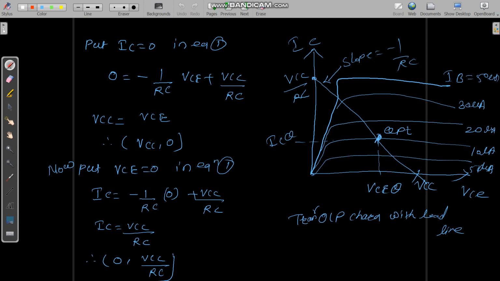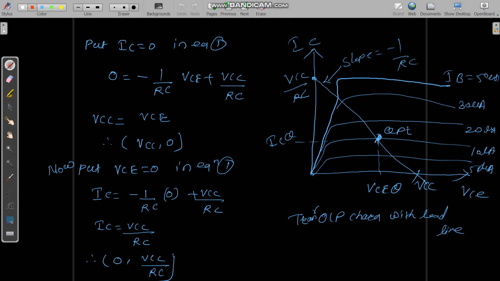So in that way you can see this is my VCC comma 0. So this is VCC, 0 and 0, VCC by RC. Now these 2 points I got. Now I'm going to join these 2 points, and this is what my DC load line is. Now where this DC load line cuts my transistor output characteristics, there I'm going to have my operating points.